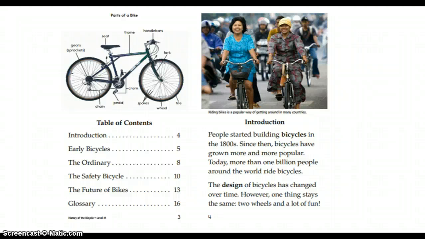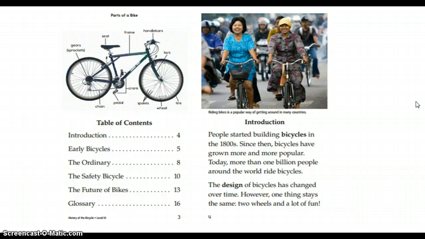So the first thing we're going to look at is the table of contents. I see an introduction, early bicycles, the ordinary, the safety bicycle, the future of bikes, and then the glossary. Now I'm going to start to read. As I read, I'm going to be paying attention for new things that I learned, and I'm going to be able to say these new things in my own words.